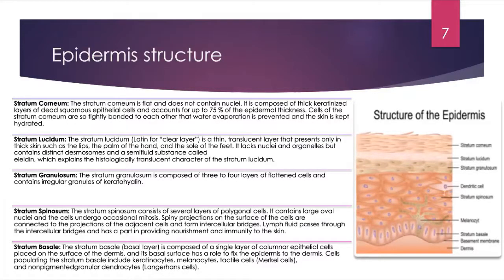The epidermis consists of 5 layers. As we said before, it is mostly epithelial tissue. Each layer has its own function. The most important layer is the deepest layer, which is the stratum basale. I will start from the innermost to the outermost layer of the epidermis. So the deepest layer, as we said before, is the stratum basale, which is attached to the dermis.